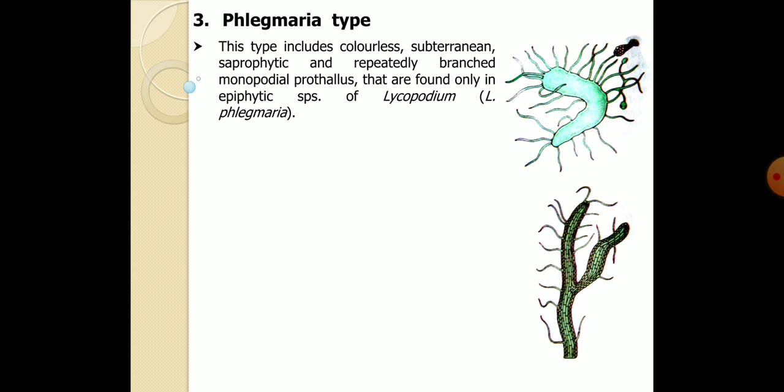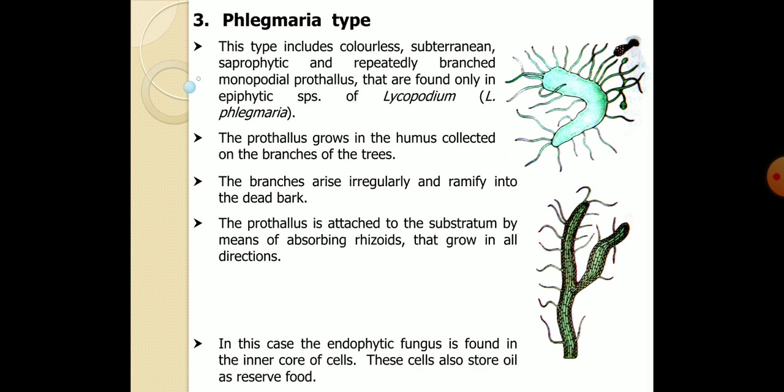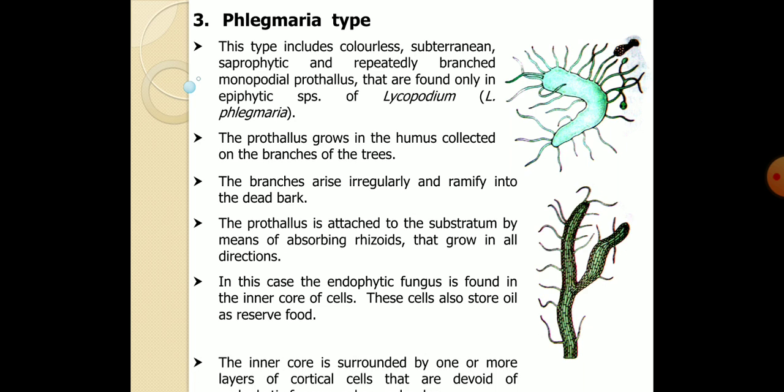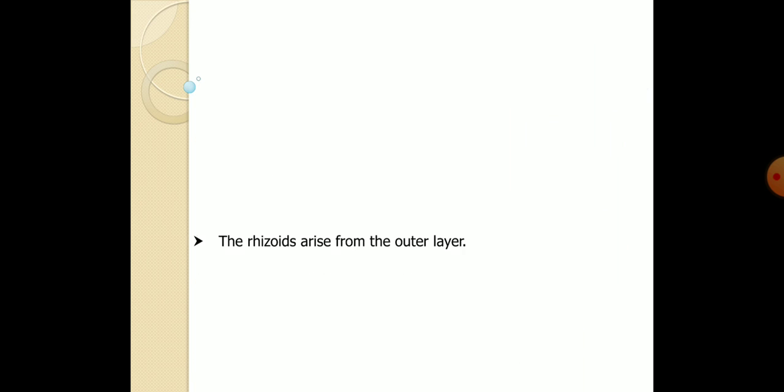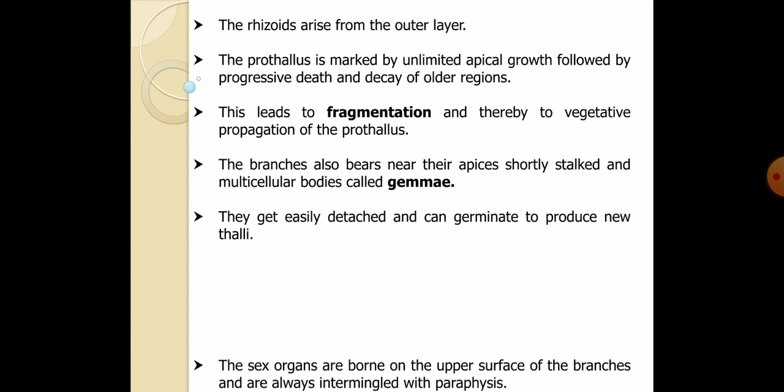When compared with the Lycopodium other type of the prothallus, the Phlegmariurus type is a small prothallus, and usually they are associated with the humus of the branches of the tree. So usually they are highly attached to the substrate, and sometimes they are associated with an endophytic fungus, and this leads to fragmentation, which is vegetative reproduction also.